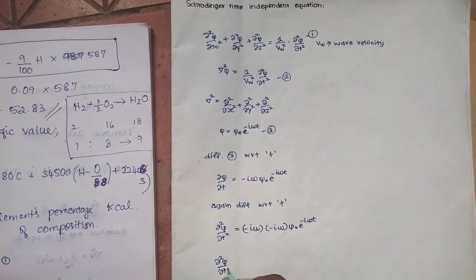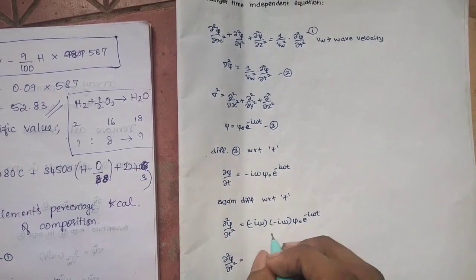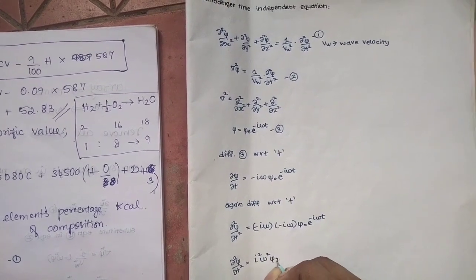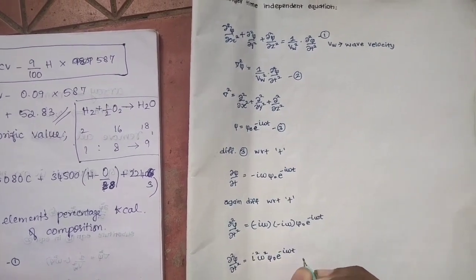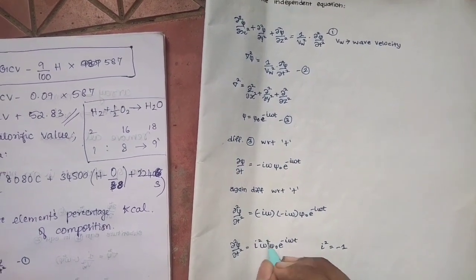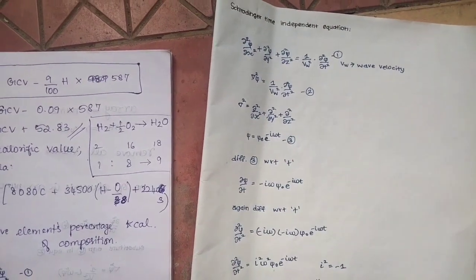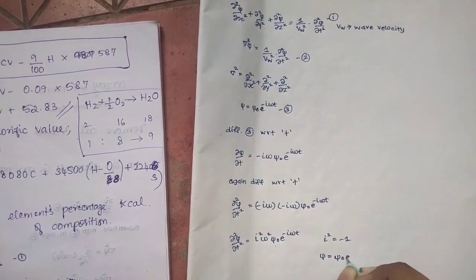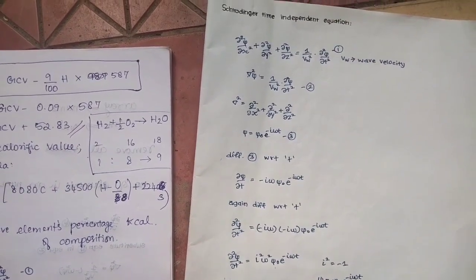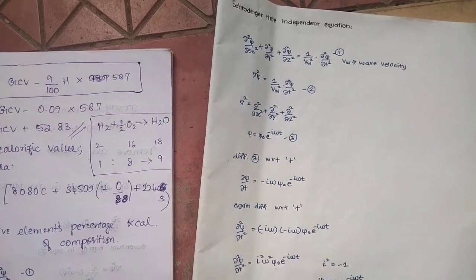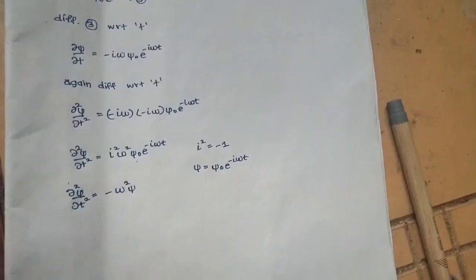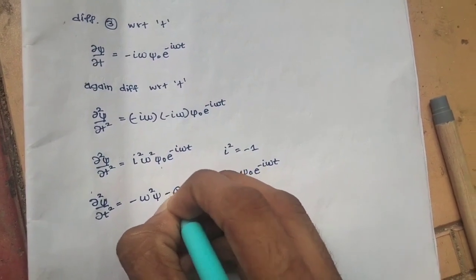Now this minus minus will become plus, and i into i is i square, omega into omega is omega square, remaining as it is. Now the value of i square is minus 1, and this psi naught e power minus i omega t is psi. Then substituting the values, minus omega square psi. Let's name this equation as equation 4.